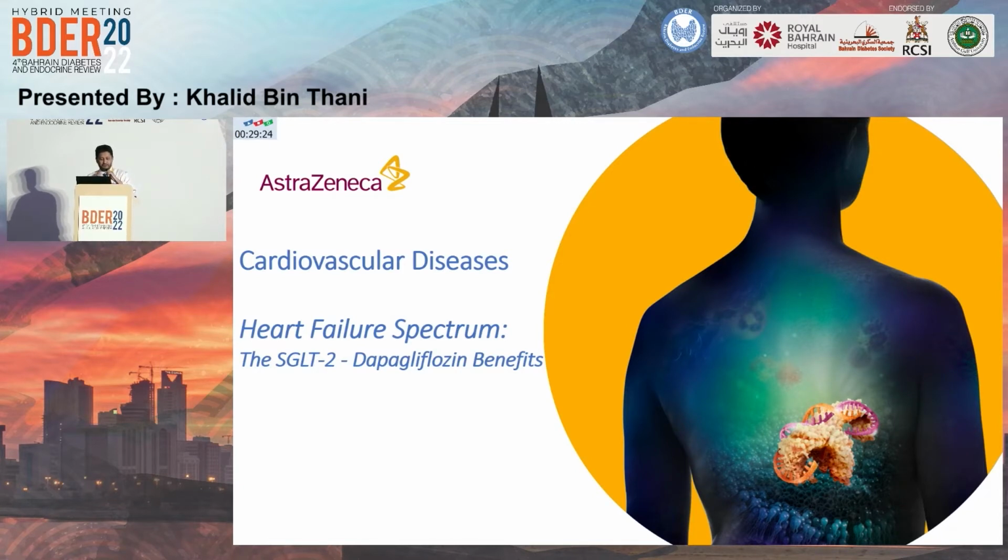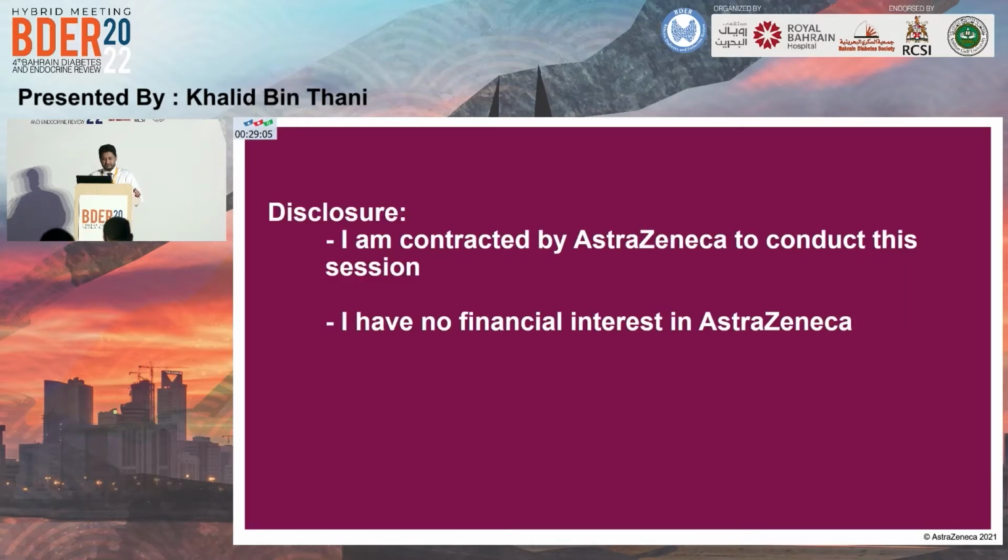I tried to add a few things, the updated information from the guidelines regarding heart failure. And today we're going to focus on the SGLT2 inhibitor Dapagliflozin benefits. These are my disclosures basically.